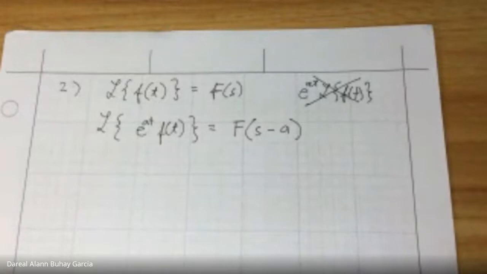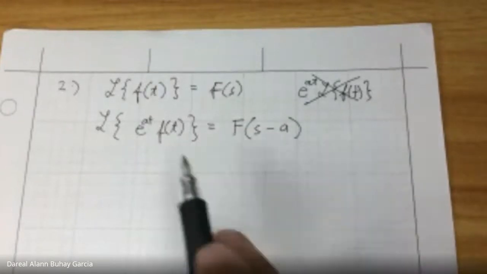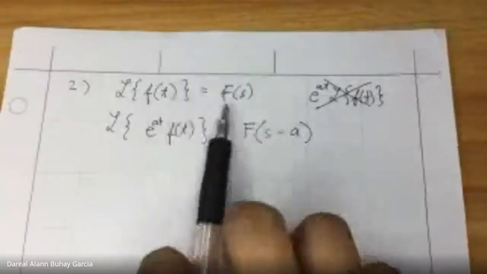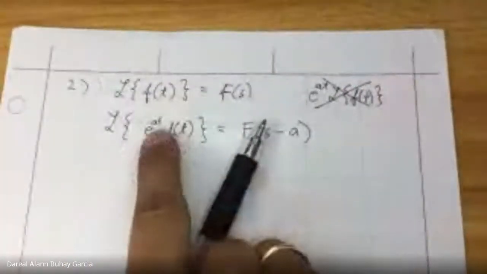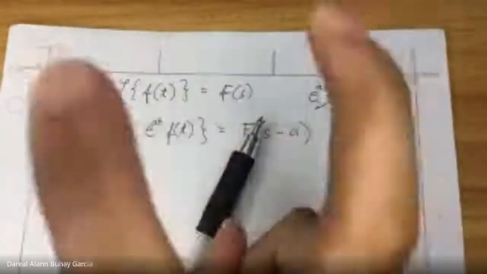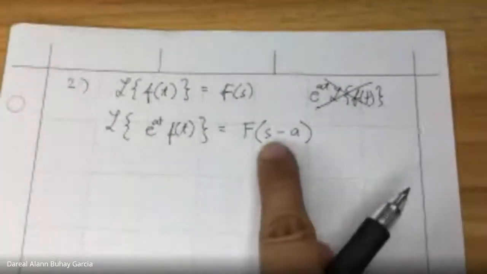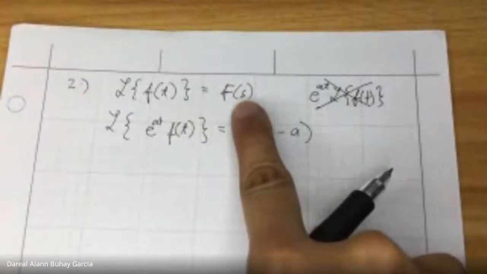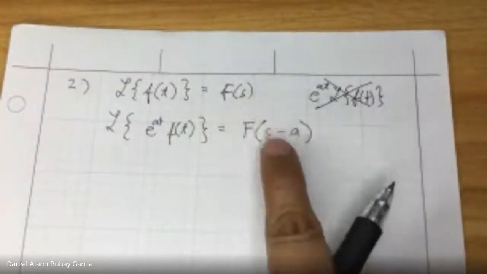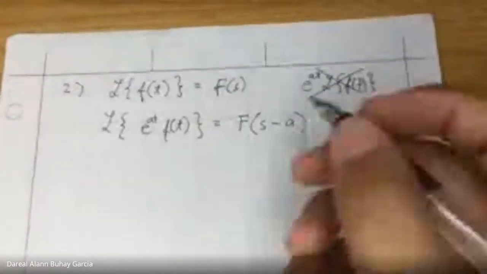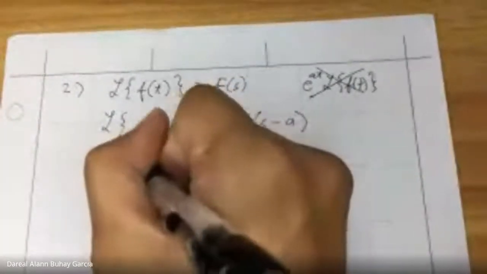The term I use for that is to compensate, no? It's as if the exponential magically disappears. So to compensate, quote unquote, for its disappearance, it is no longer just in terms of f of s, but f of s minus a. What I mean by that, we will see in a while. No? Sige, so, example.